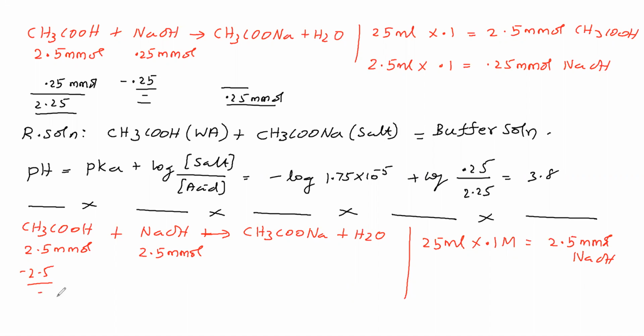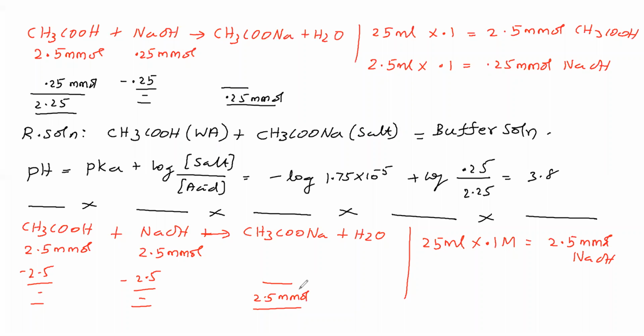It is reacting 2.5, remaining is 0. Sodium acetate formed is 2.5 millimoles. Now in the resultant solution, what is there? 2.5 millimoles of sodium acetate is there. What is the volume of the resultant solution? 50 ml. Why 50 ml? We took 25 ml of acetic acid initially, and we added 25 ml of sodium hydroxide so far. So the resultant solution volume is 50 ml.